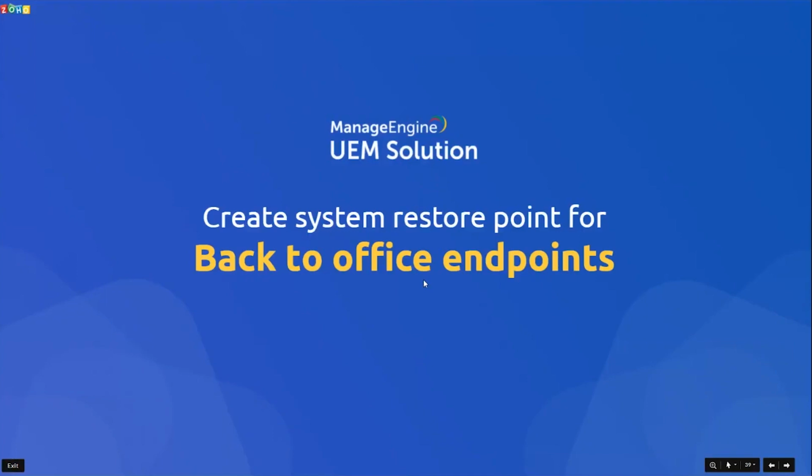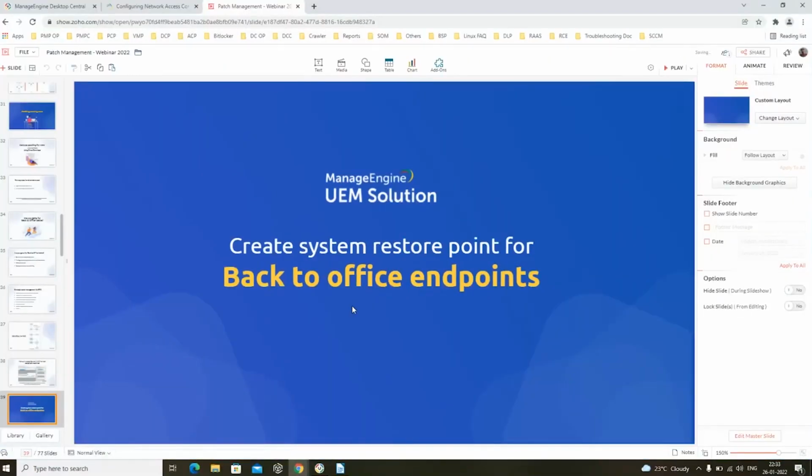Next, the system restore point, which is mainly useful for the back to office machines. As mentioned earlier, in case of any issues that you face during the patch deployment task, you will be safe to use this restore point available in Desktop Central. Now let me show you how to create a system restore point for the back to office machines.